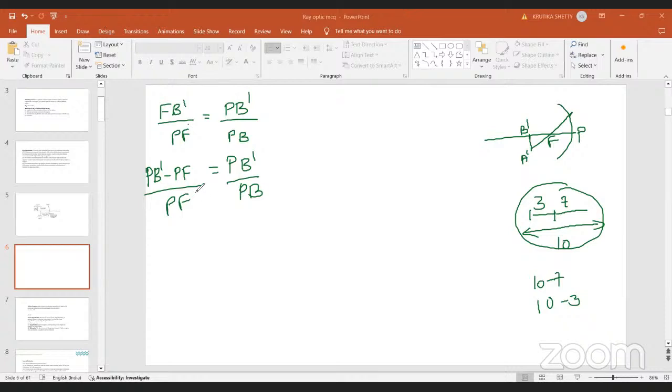Yes. Is it clear how to write FB dash? Okay, FB dash, we can write it as PB dash minus PF divided by PF.